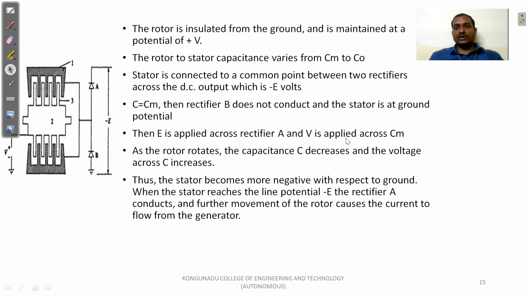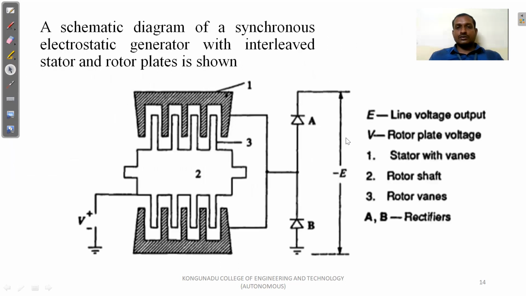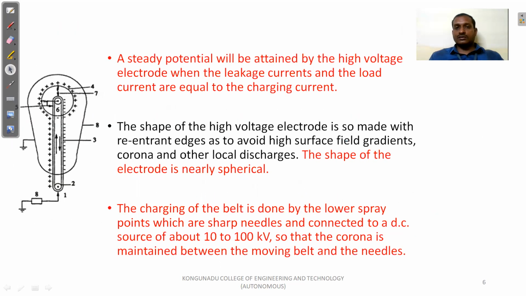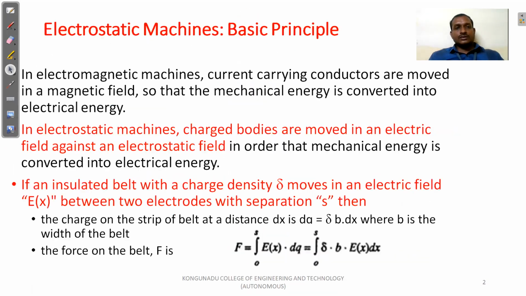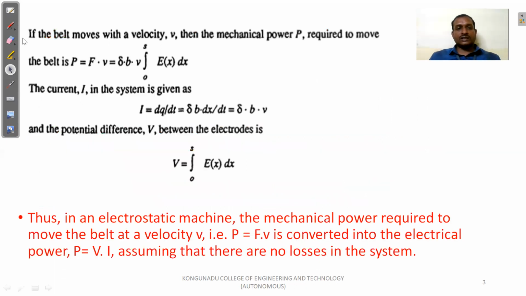Finally, I'm going to conclude this topic with the help of a recall. Van de Graaff generators work on the principle of electrostatic machines. Here, the mechanical power required to move the belt from one place to another is converted into electrical energy. That is, P is equal to F times velocity, mechanical power, is converted into electrical power, VI. This principle is called the electrostatic principle.